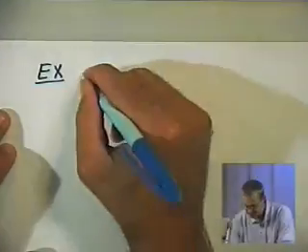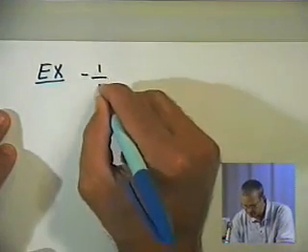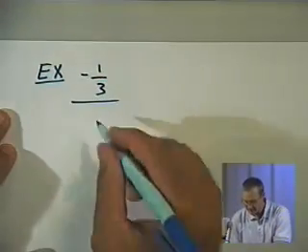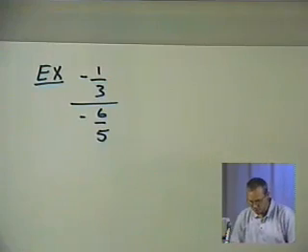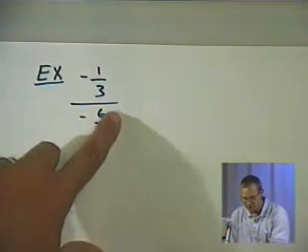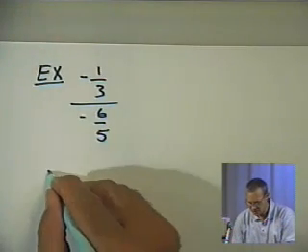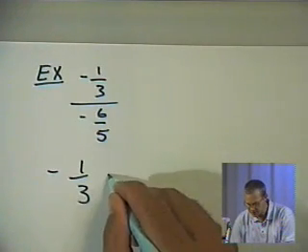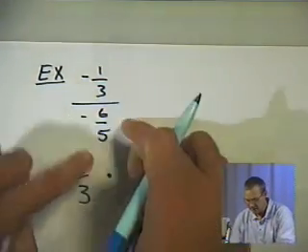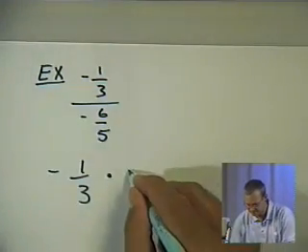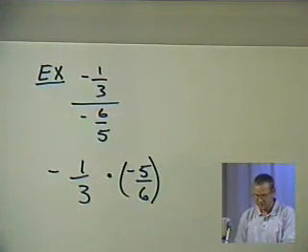How about negative, I like thirds, divided by negative 6/5. Now let's remember our rule. I'm going to invert the divisor and multiply. So I'm going to change this to a multiplication problem. I'll just use a dot to represent multiplication. And I'm going to invert the divisor. Maybe I'll keep that in parentheses.